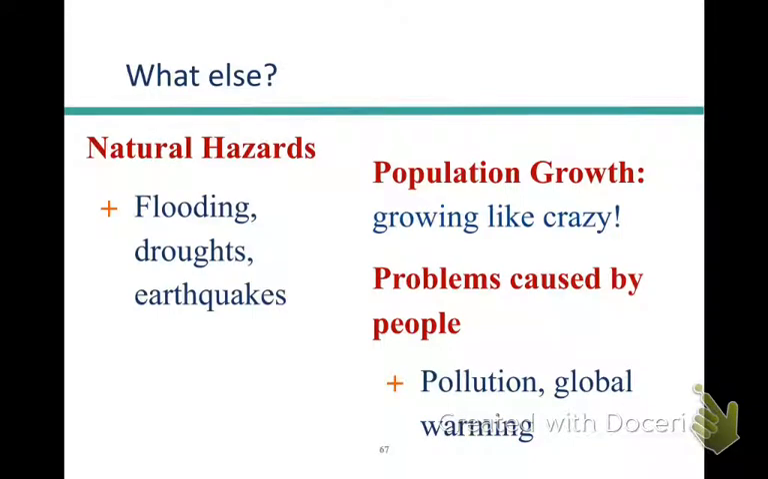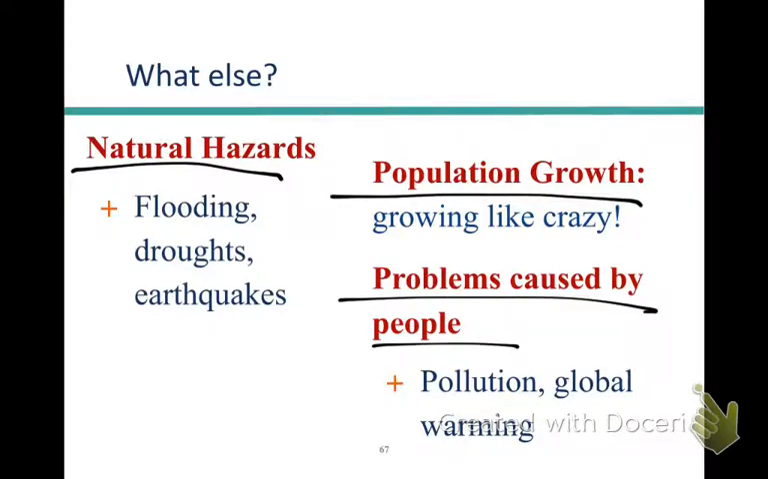Okay, what else are we going to look at? And this is the last slide, yay. We're going to look at natural hazards like flooding, droughts, and earthquakes. We're going to look at population growth, and basically to sum that up, the earth is growing like crazy with populations, and I have a really fun game for us to play whenever we get there, and I'll be back for that part. And then we're going to look at problems caused by people. Most common one, pollution, and then global warming. So if you just write down these main red, bold headings, then you should be good.